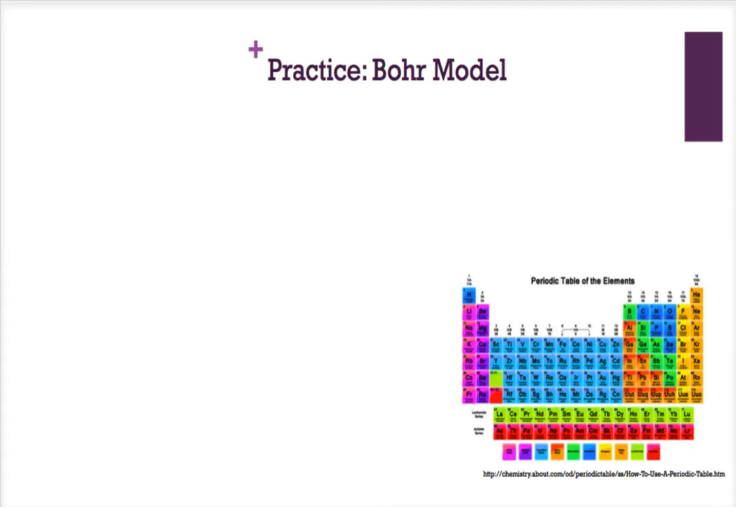Okay, so for extra independent practice, why don't you try creating the Bohr's model for potassium and for neon, and let's go with magnesium. So try creating the Bohr's model for those 3 elements.